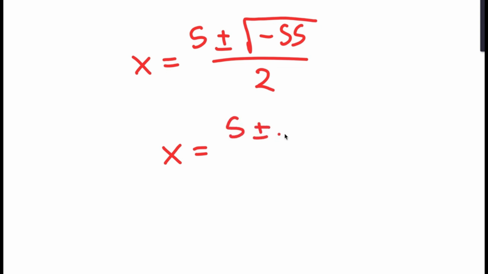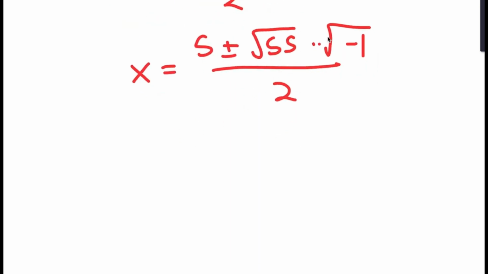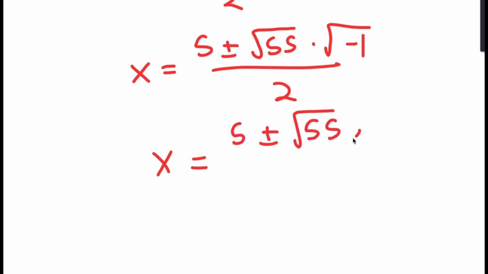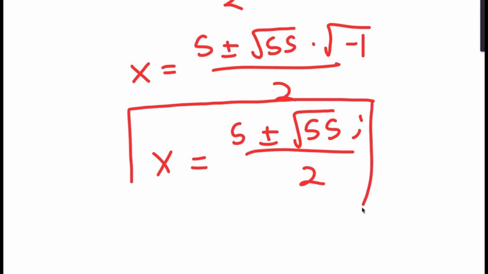Now, this is equal to the square root of 55 times the square root of -1 over 2. And the square root of -1 is equal to the imaginary number i. So I get 5 plus or minus the square root of 55 i over 2. So these are 2 more solutions to this equation.